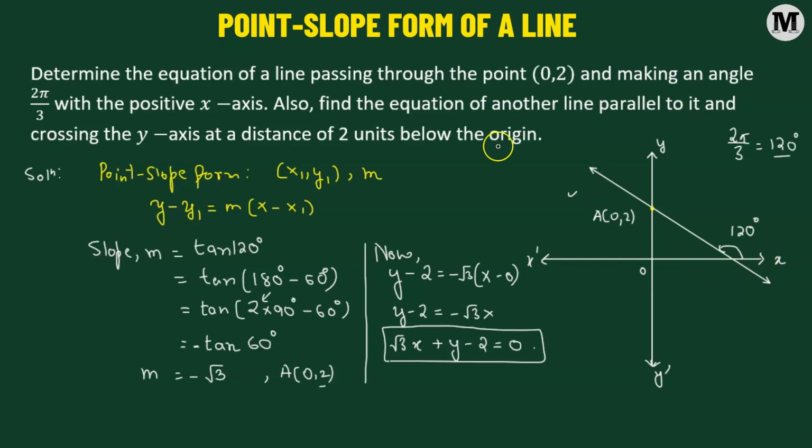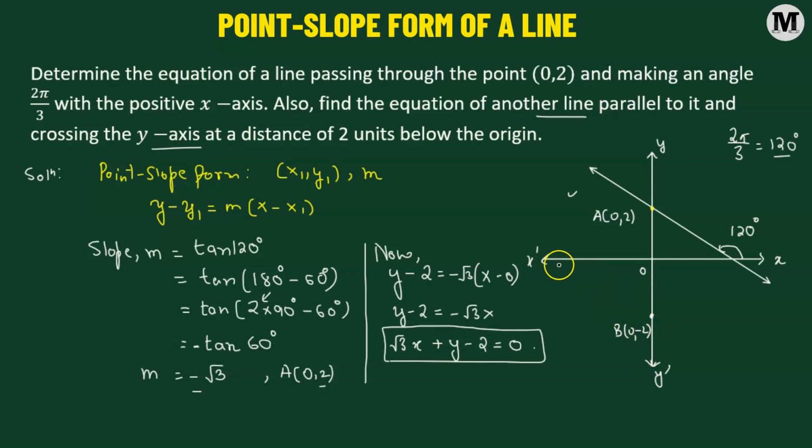Now, in the next part, we have to find the equation of another line which is parallel to this same line. We don't have to worry about the slope anymore because two parallel lines have equal slope. So this line is going to have a slope equal to negative root 3. It's given that this line crosses the y-axis at a distance of 2 units below the origin. Let's say this is point B. B has the coordinates (0, -2) since it is crossing the y-axis in the negative direction.